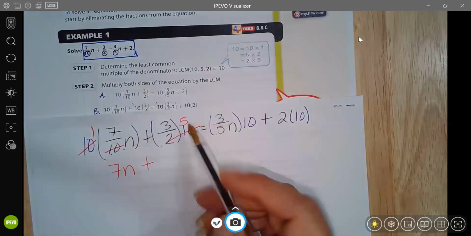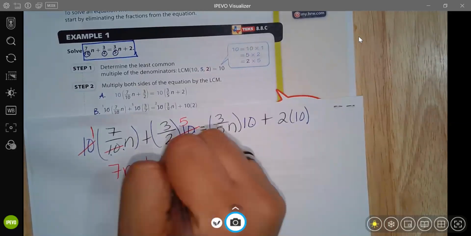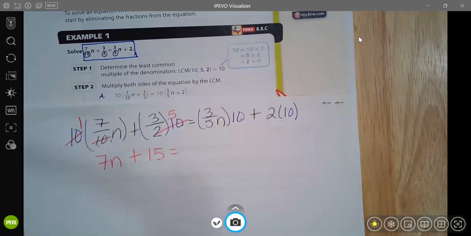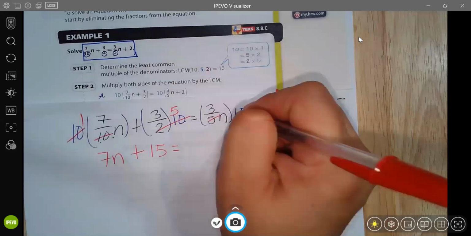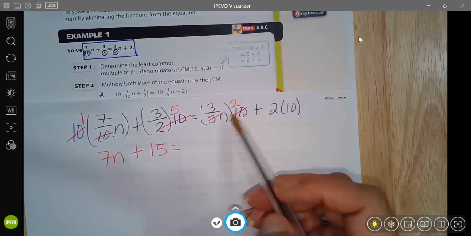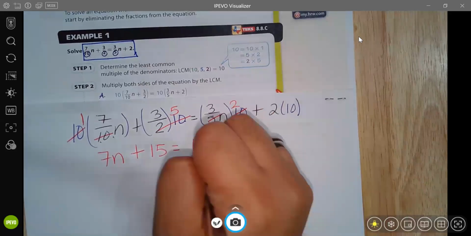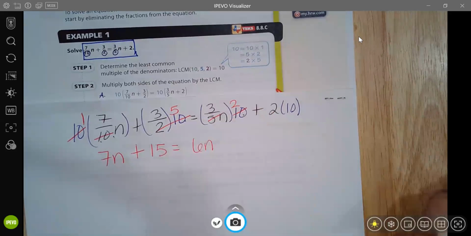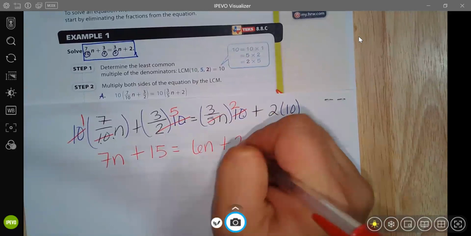And now I'm going to multiply 3 times 5, which gives us 15. And our next term, 10 divided by 5 gives us 2. 3 times 2 is 6, but I have the variable, so this is 6n. And then I'm going to multiply 2 times 10, which gives us 20.